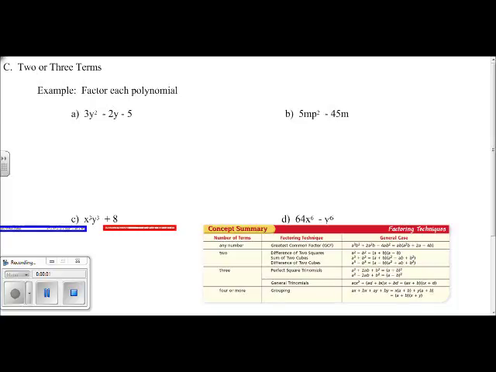Continuing on with our 5.4 lesson on factoring, now that we know the AC method, we're going to want to apply it to our example here. Now remember, the first thing to always do is to check to see if we can do factor by greatest common factor.